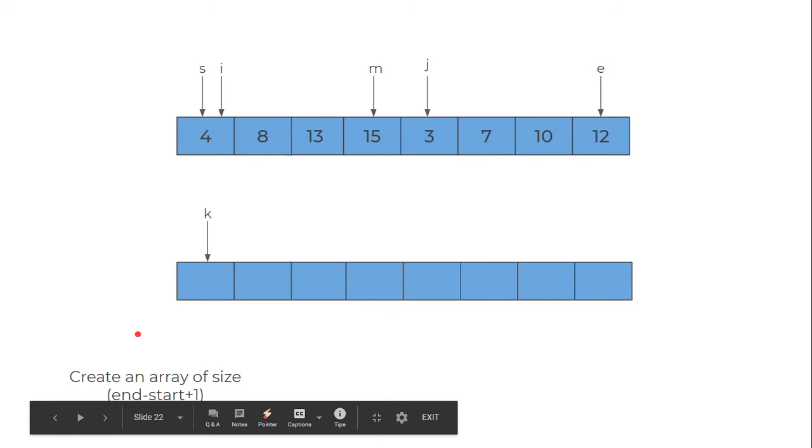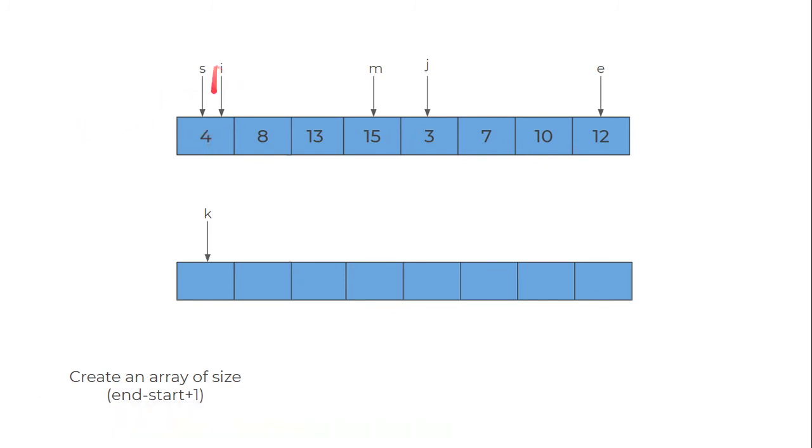So create an array of size exactly end minus start plus 1, and we're going to take 3 pointers. We're going to point i to start, j to mid plus 1, and k to the beginning of this temporary array, right? So this is the temporary array we've taken. k will point to the start of this temporary array, i will point to start, and j will point to mid plus 1.